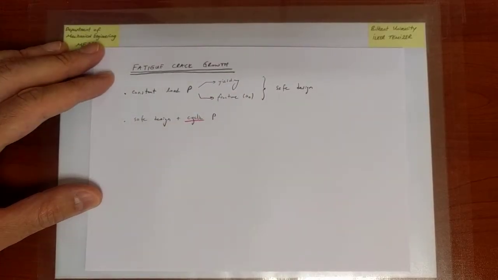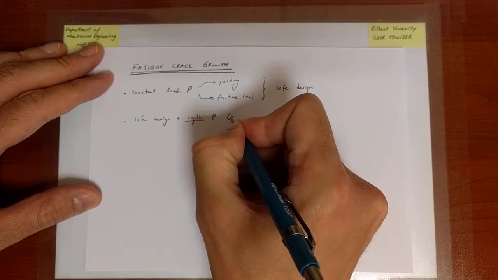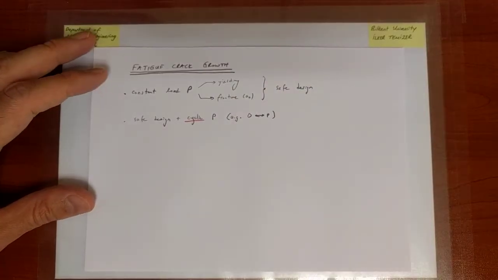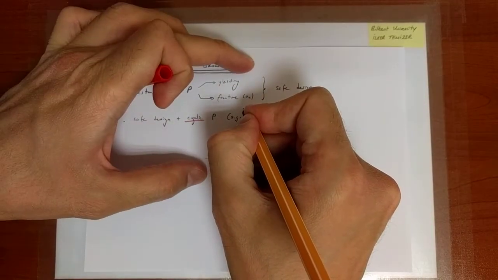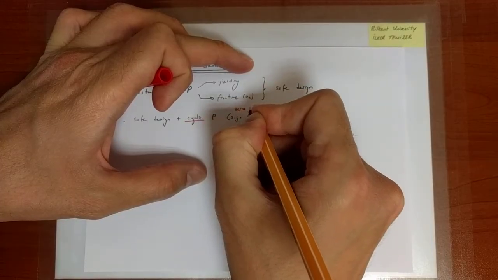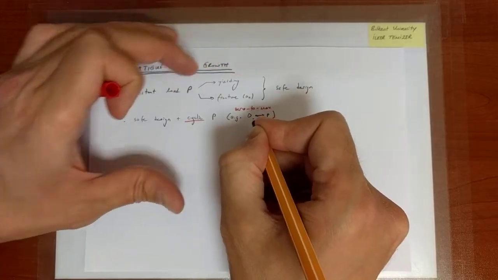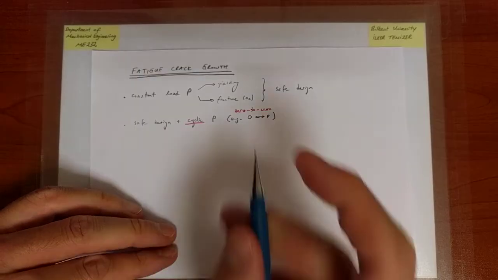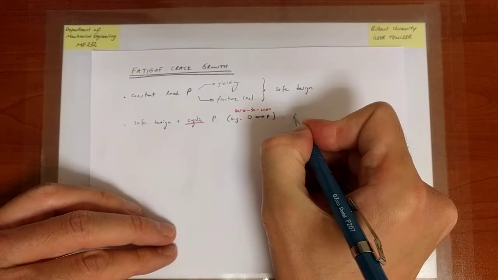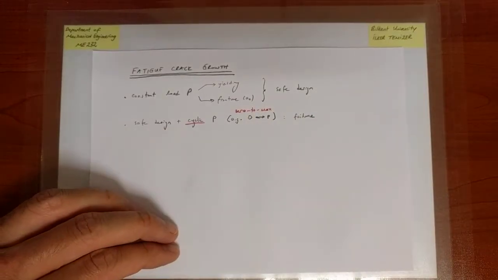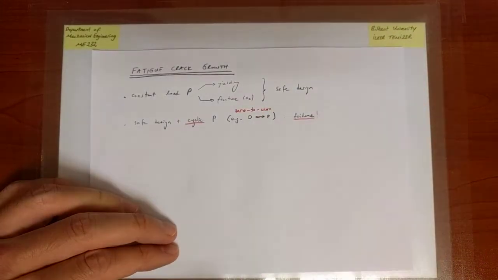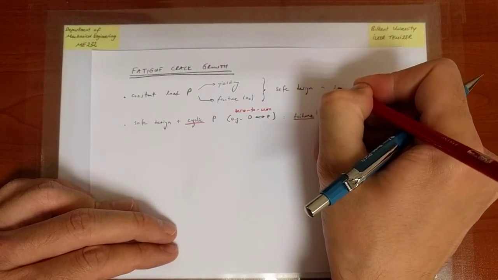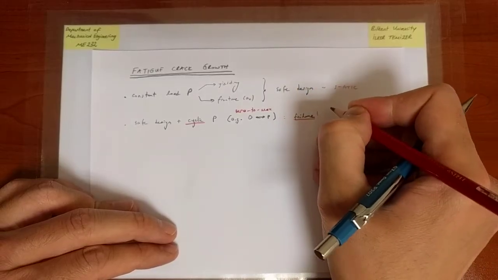And there are many ways to cycle the load. Let me just tell you one. This is called 0 to max loading. So you increase and then decrease, increase and then decrease. And if you do this enough number of times, then you notice that the structure that you thought was safe actually is not safe. It was safe for static loading, but here we have dynamic loading.